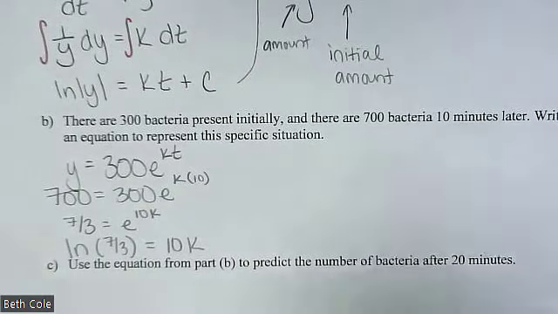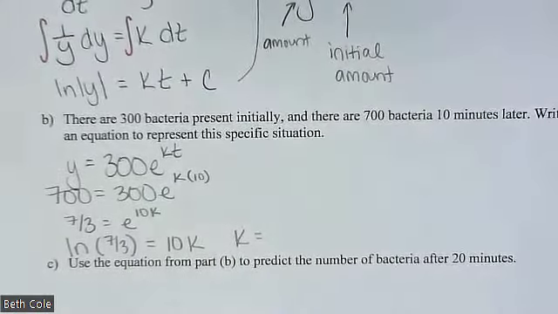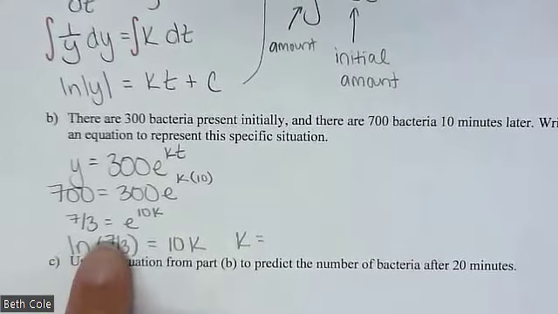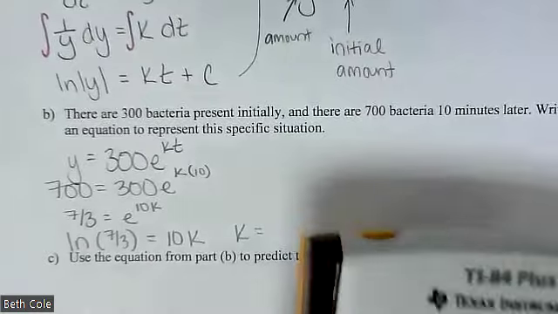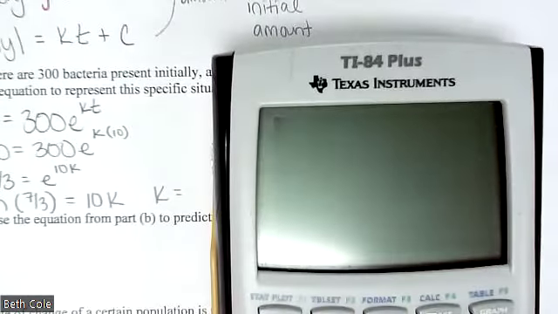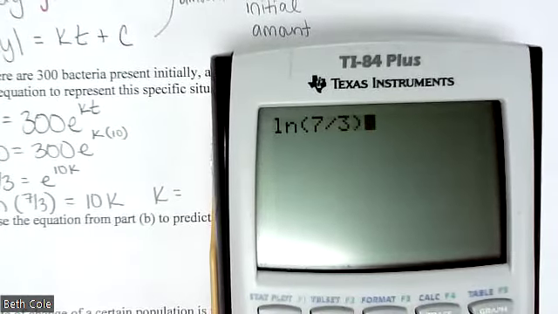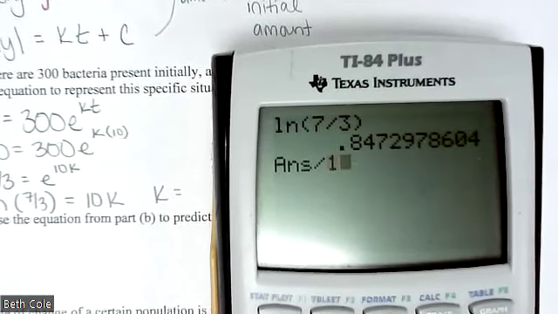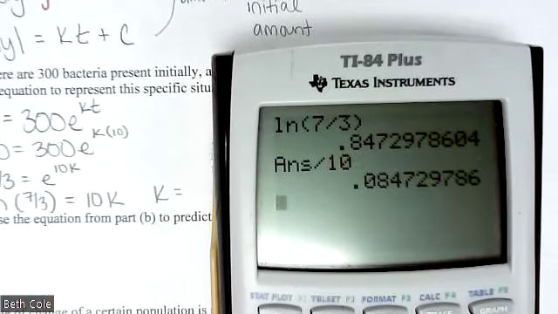And then what would you do to get k? Okay, so here's what I want you to do. In your calculator, you're gonna type ln 7/3 divided by 10. And you're gonna get a wacky decimal, but everybody go ahead and do that. ln 7/3 divided by 10. I did it in 2 steps. You could also just write divided by 10. I don't know. I just always hit enter when I'm doing that.